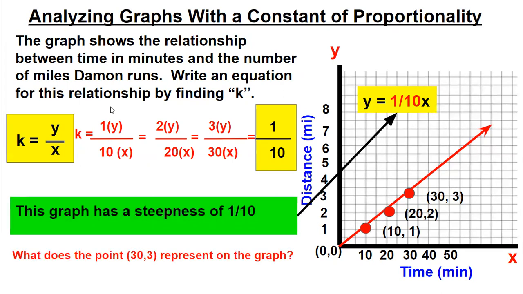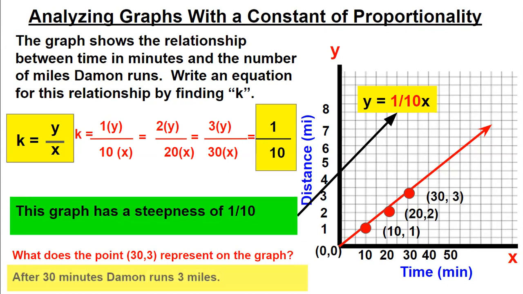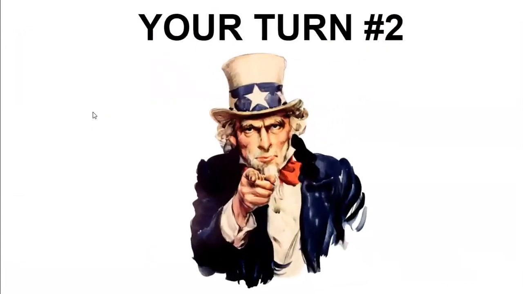What does the point 30, 3 represent on the graph? What does that represent in terms of our word problem? Well, that in 30 minutes, Damon can run 3 miles. After 30 minutes, Damon runs 3 miles. Okay, your turn. See you back in a moment. Okay, welcome back.